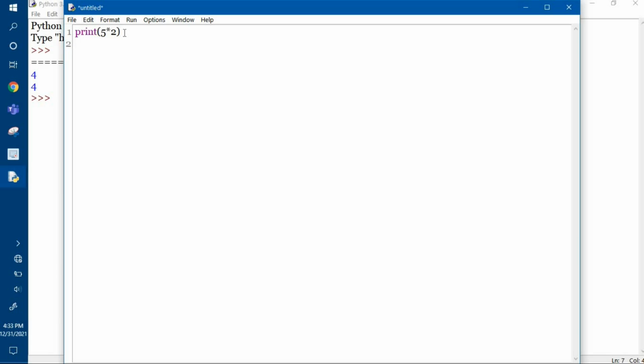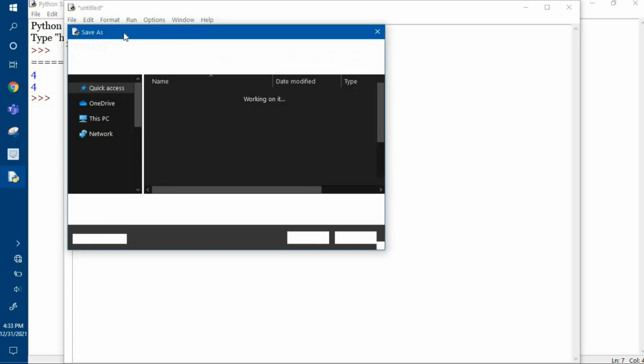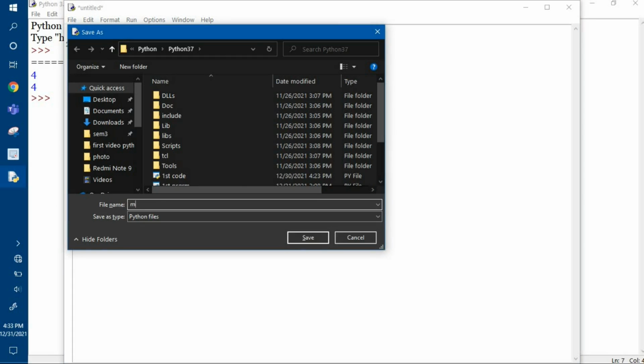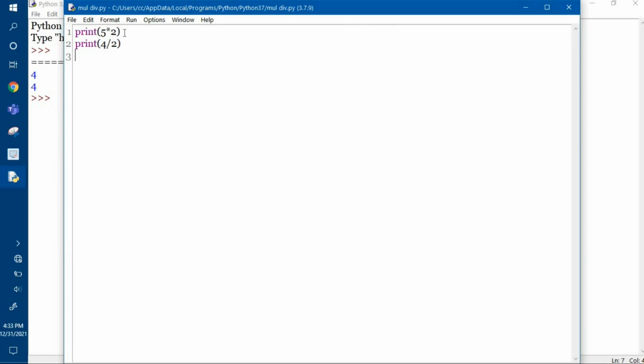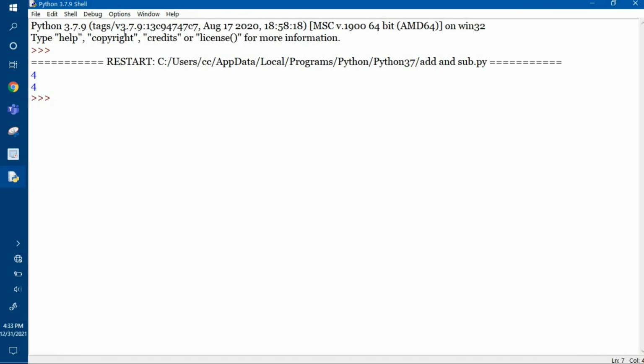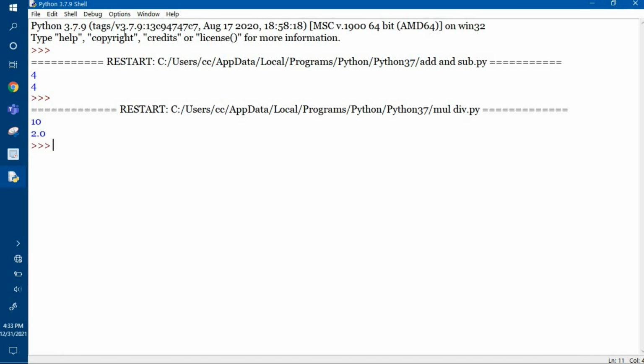and for division we are going to write print 4 forward slash 2. And now let's see the result after saving this file. Press F5 key. So we can see that multiplication of 5 into 2 was 10. So our output is 10 here.